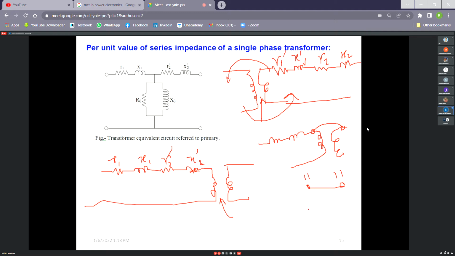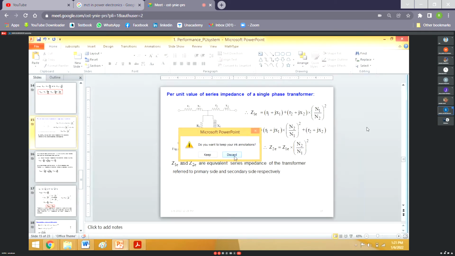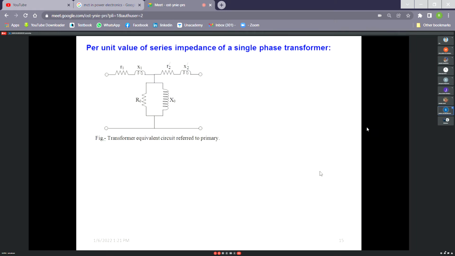So this is one difficulty we shall face when we want to draw an equivalent circuit of a power system, like a single line diagram of a power system. When you have drawn the single line diagram of a power system, you did not need to draw any transformer in the midway, but now that will be there.